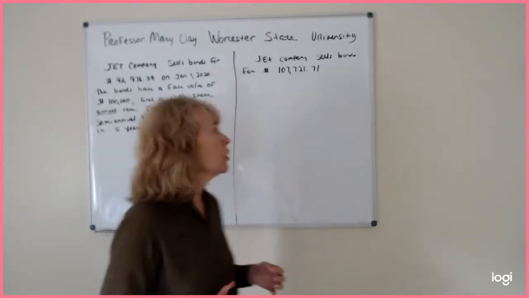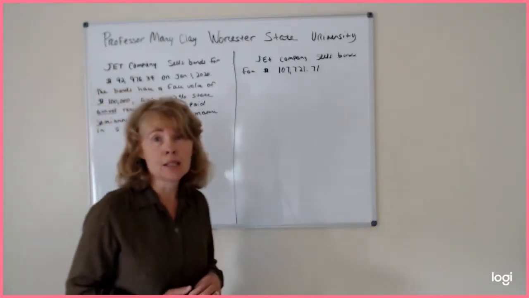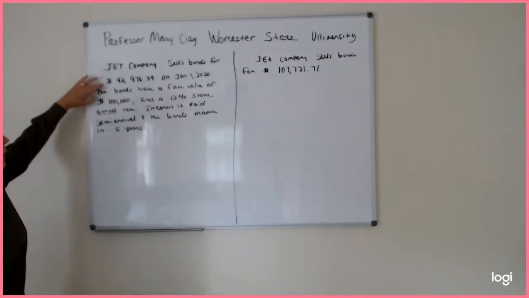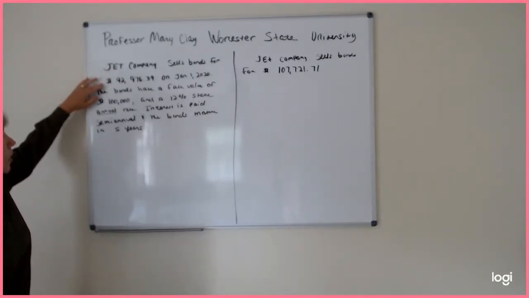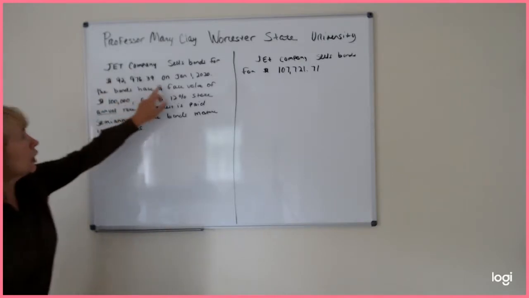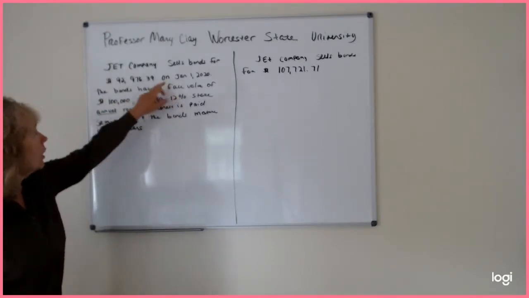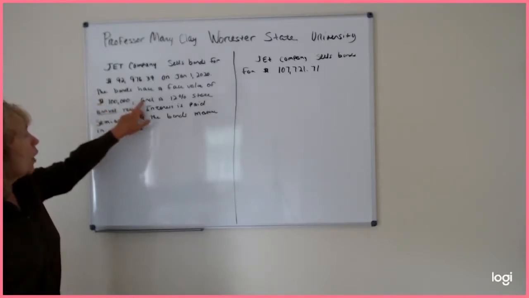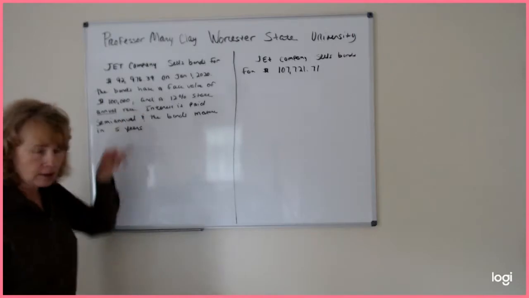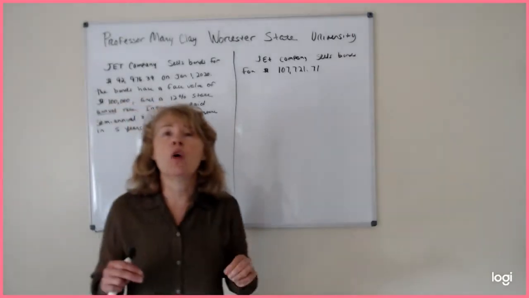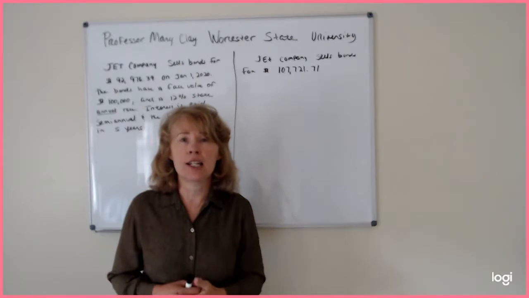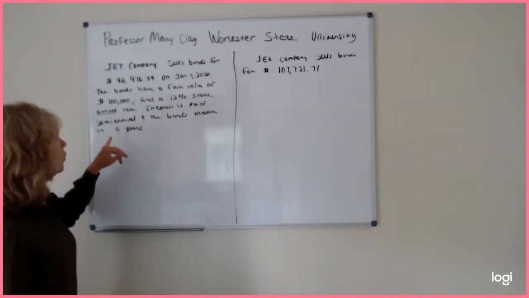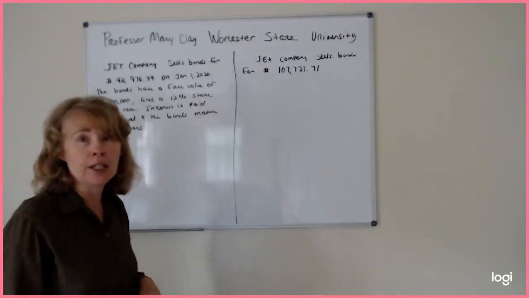Okay, so if we look over to the board, this is exactly the same as my PowerPoint. Jet Company sells bonds for $92,976.39 on January 1st, 2020. The bonds have a face value of $100,000 and a 12% stated annual rate. The stated rate will always be the amount you figure the cash interest on. Interest is paid semi-annual and the bonds mature in 5 years.